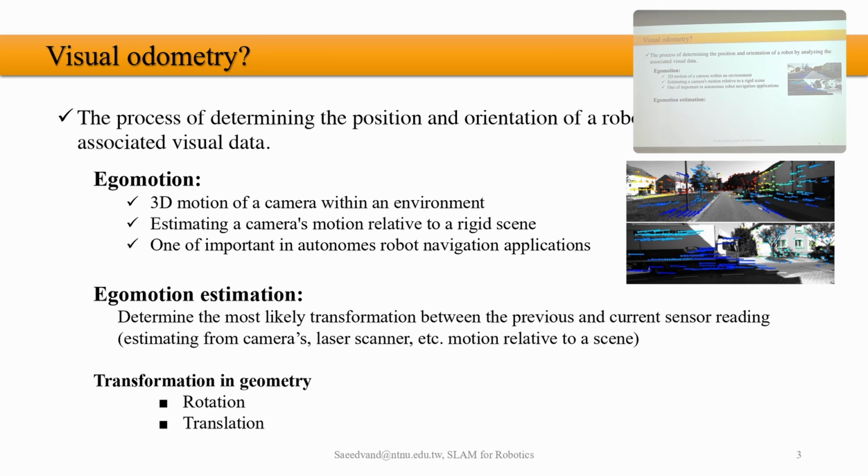On the other hand, what is ego motion estimation? We can define that it is determining the most likely transformation between the previous and current sensor reading. It is the same definition, we only want to estimate it. Transformation in geometry can be called rotation and translation, which we already discussed in a separate chapter in detail, including how we can do it in mathematical form. We don't need to discuss it anymore. The same rotation calculations that we did there can now be used for all of these points that we have here. The math we already studied.